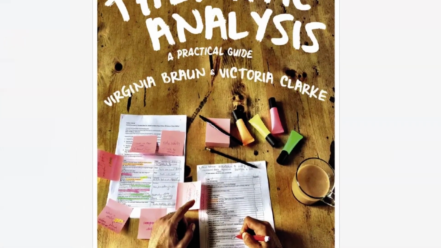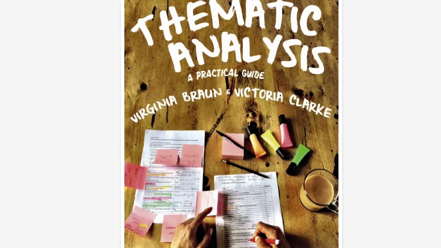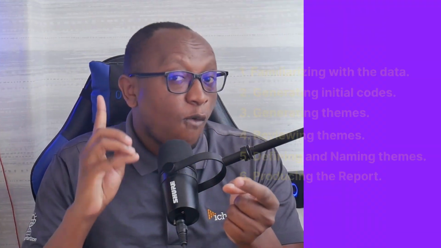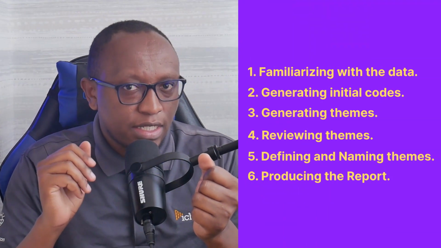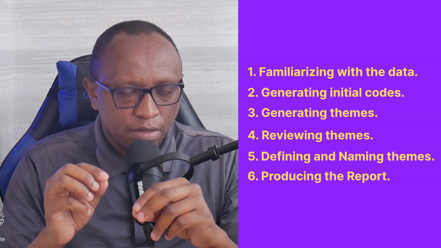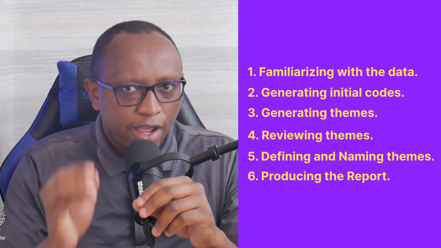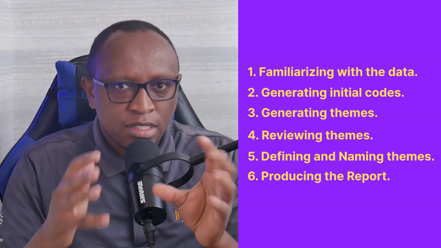The steps that we are going to be following to conduct thematic analysis were proposed by Braun and Clarke in their 2022 book titled Thematic Analysis, a Practical Guide. These steps include 1. Familiarizing with the data, 2. Generating initial codes, 3. Generating themes, 4. Reviewing themes, 5. Defining and naming themes, and 6. Producing the report.